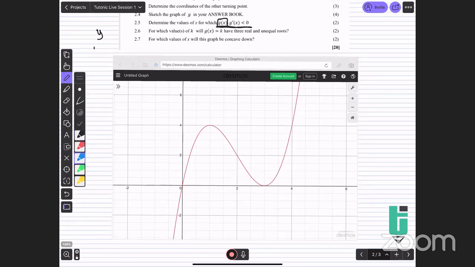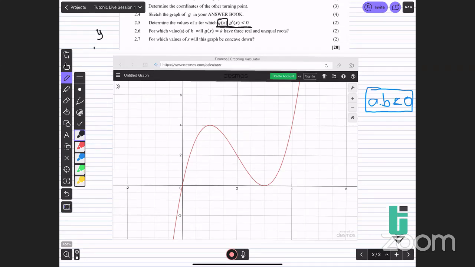So I'm multiplying two numbers, and I want to know when they're smaller than 0. What can you tell me about two numbers that are multiplied and must be smaller than 0? What does that mean for the two numbers? One must be positive and the one must be negative. They must have opposite signs, right? So the one could be positive and the other one negative, or the other one negative and the one positive. You guys see that? Yes.